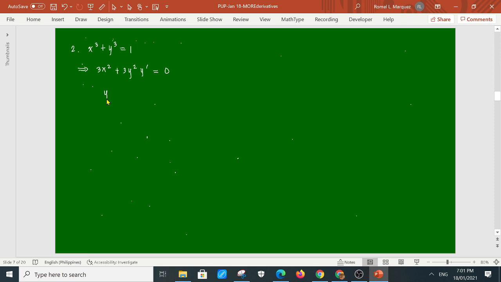So, solving for y prime, we get negative 3x squared over 3y squared. Transpose, then divide. You can cancel this 3, so getting negative x squared over y squared. Okay guys? That's it. So that's the derivative.